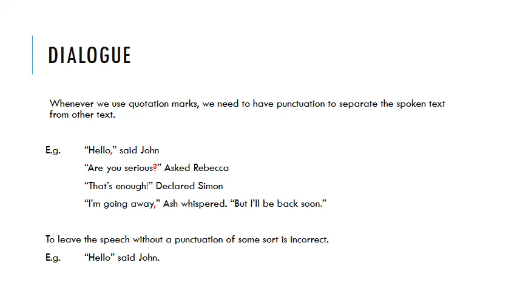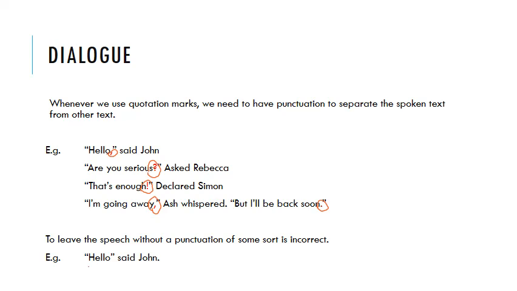So in this case, when we look at dialogue, whenever we use quotation marks, we have to have punctuation to separate the spoken text from the other text. So you'll notice here in red, I've highlighted all of these different parts where between the end of the word and the quotation marks, there's always some punctuation within this space, and you never leave that blank. So that's a really important rule.